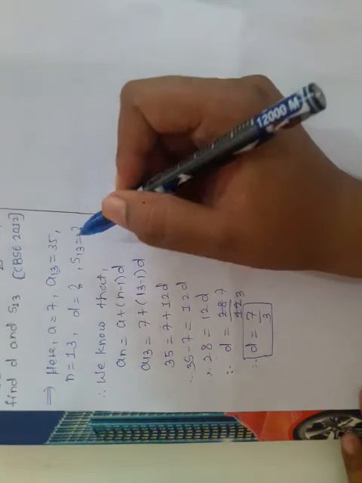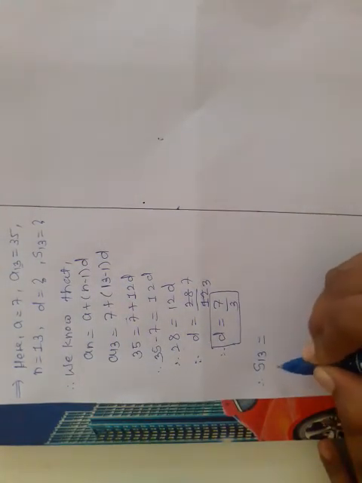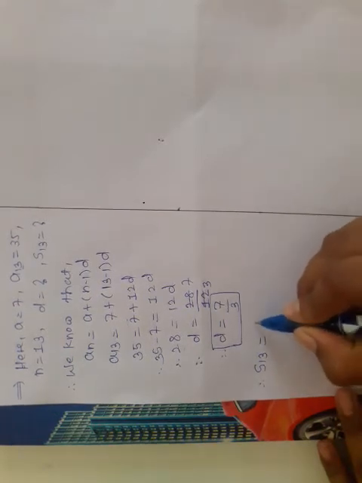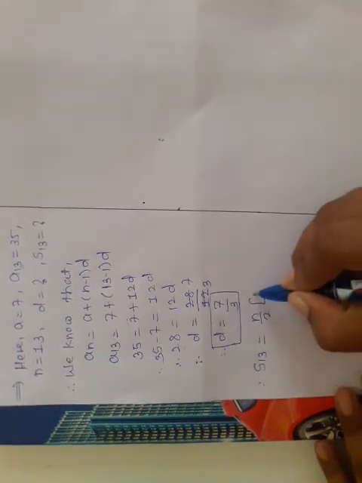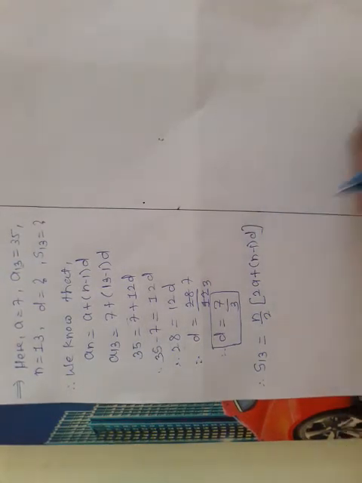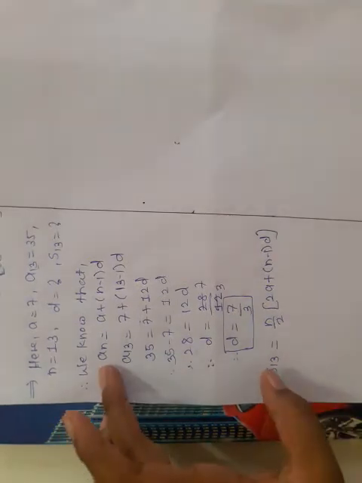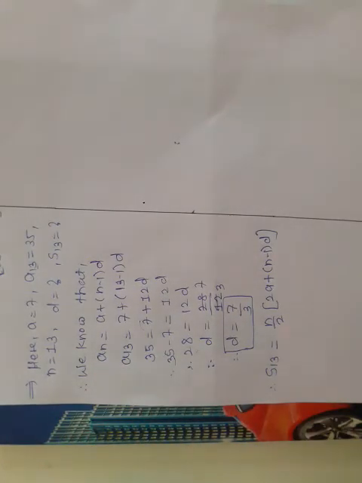Now find the sum of 13 terms. So write down, therefore S13, the sum of 13 terms of an AP, is equal to n by 2 in bracket 2a plus n minus 1 into d. Okay, remember this thing. You must recite all these formulas, because all these formulas are very important.